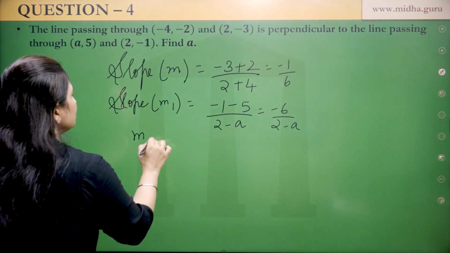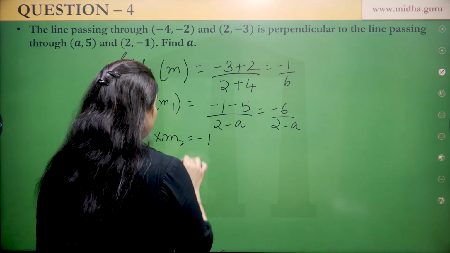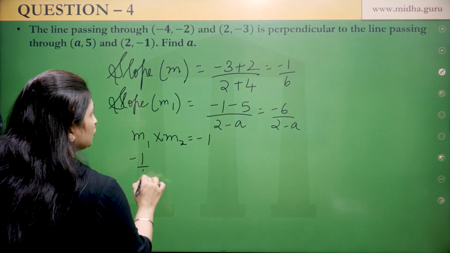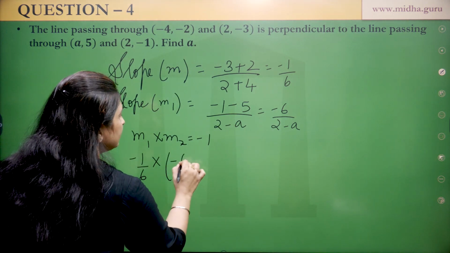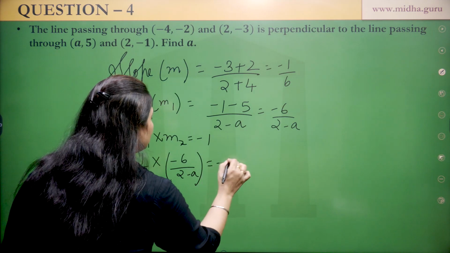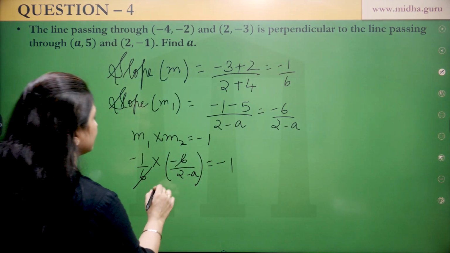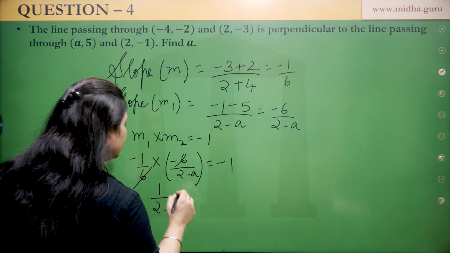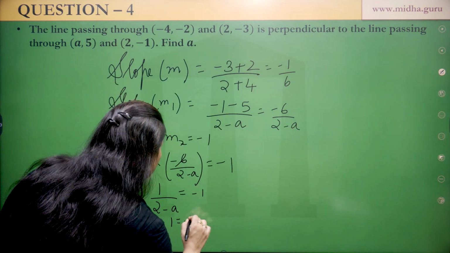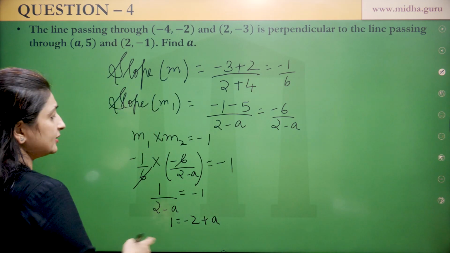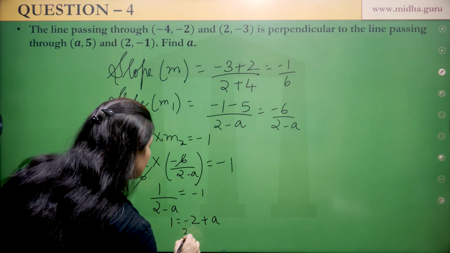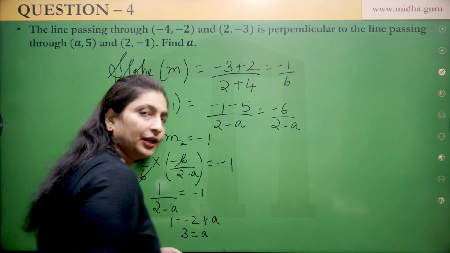What we know about the slopes of these two lines is that the product is minus 1. Minus 1 by 6 into minus 6 by 2 minus a is equal to minus 1. This gets cancelled out. So plus 1 by 2 minus a, minus and minus plus, is equal to minus 1. 1 is equal to minus 2 plus a. So this time a is coming as 3.